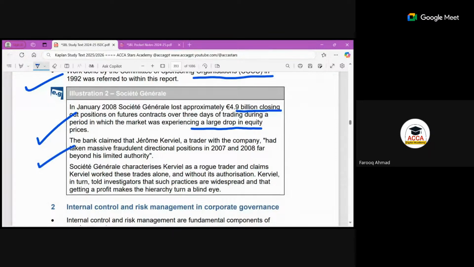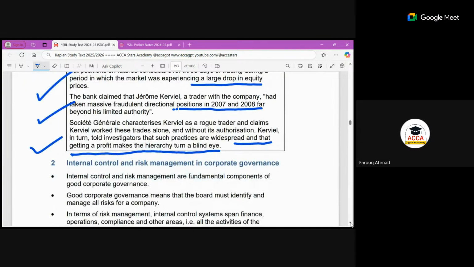And the bank claimed that a trader with the company had taken massive fraudulent directional positions in 2007 and 2008. He claimed he made these trades alone and without authorization. He told investigators that such practices are widespread, and that when they are making a profit, the hierarchy turns a blind eye. So this point opened the eyes of the committee, and the management was surprised about this.